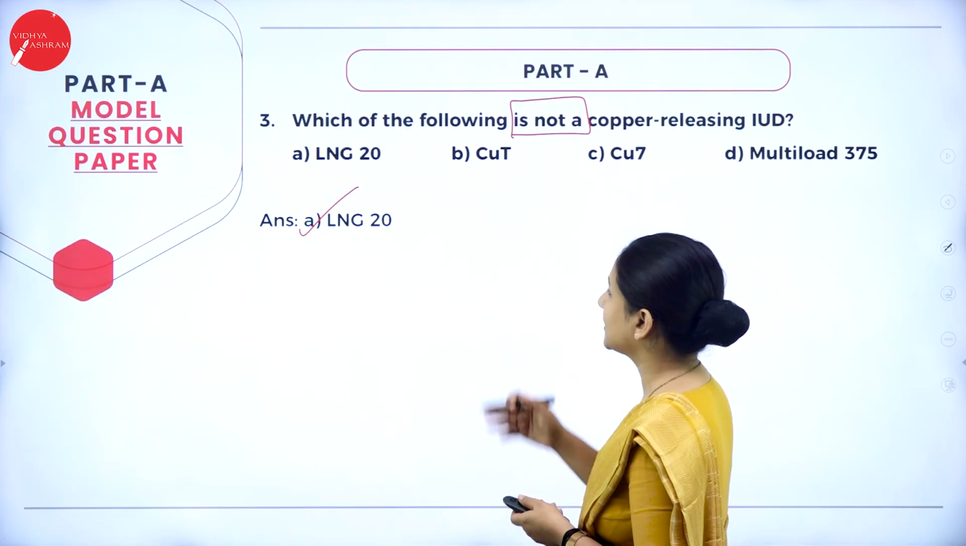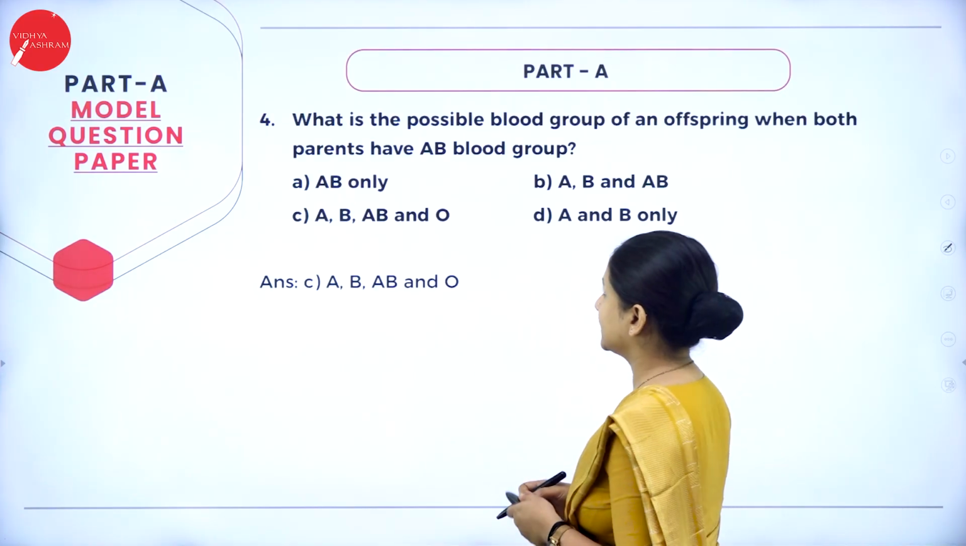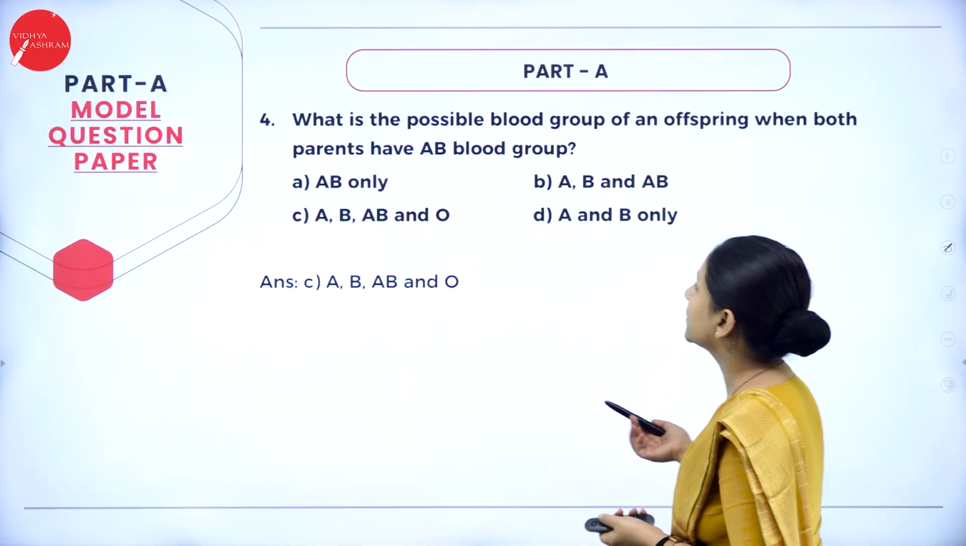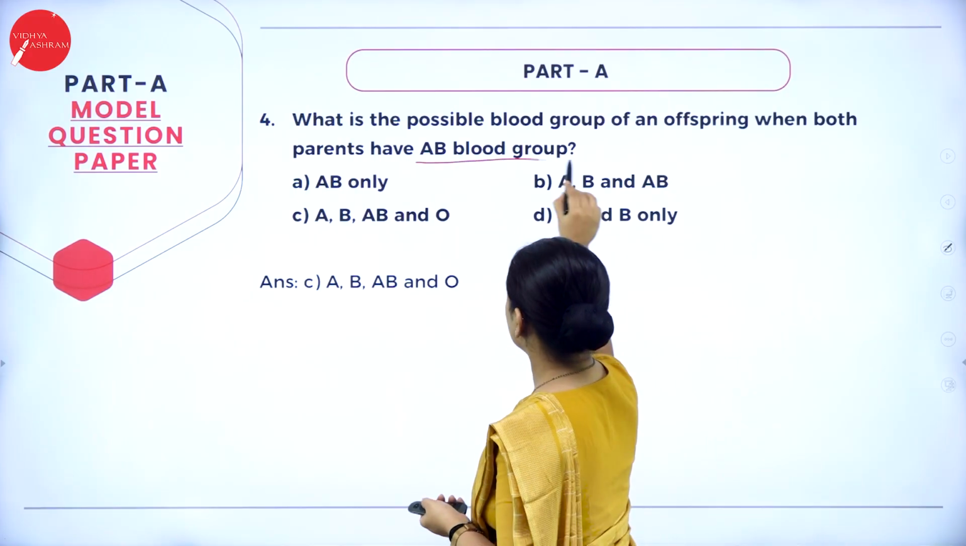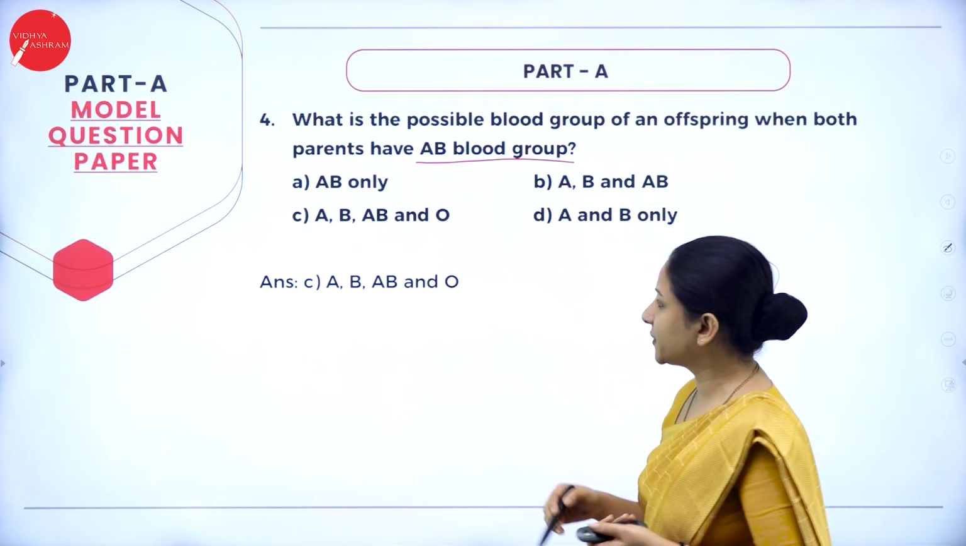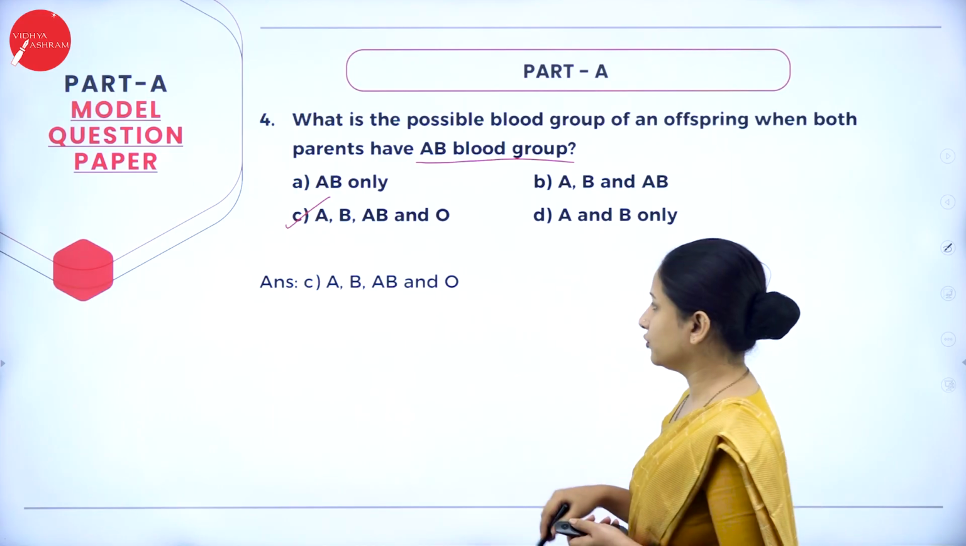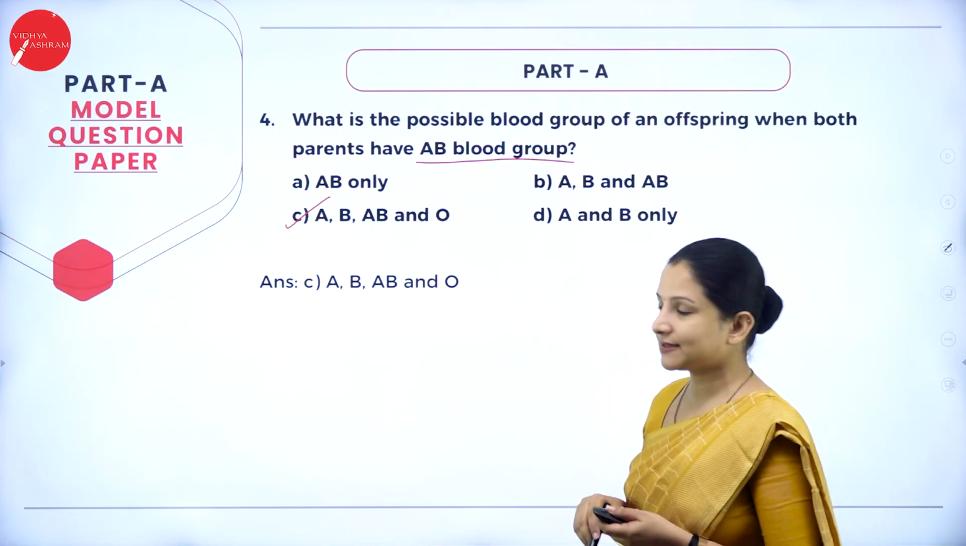So therefore it is LNG 20 is the answer. So the next question, what is the possible blood group of an offspring when both the parents have AB blood group? So AB blood group means the offspring can have the blood group as A, B, AB and O. So the right option here is option C.